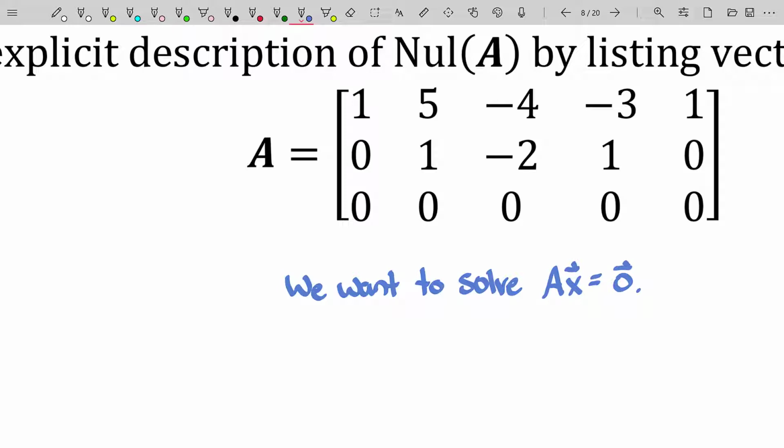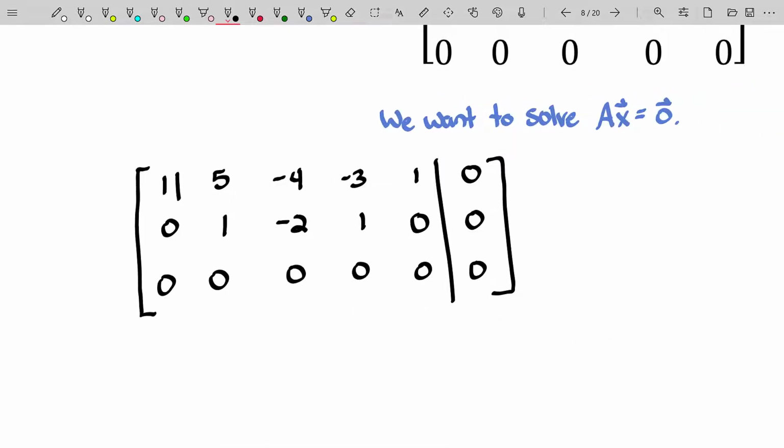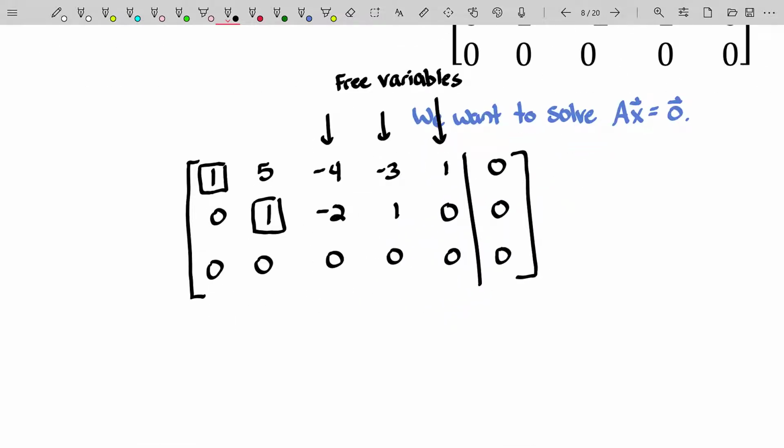And all we need to do here to find an explicit description of the null space is to find the perfect set of vectors such that all linear combinations of those vectors will create our null space. And to be honest, we've done this before, so it won't be too new. As you start solving this, you realize we have a pivot right here. We have a pivot right there. This means that we have 3 free variables. So the solution to Ax = 0 can be written in terms of those free variables.